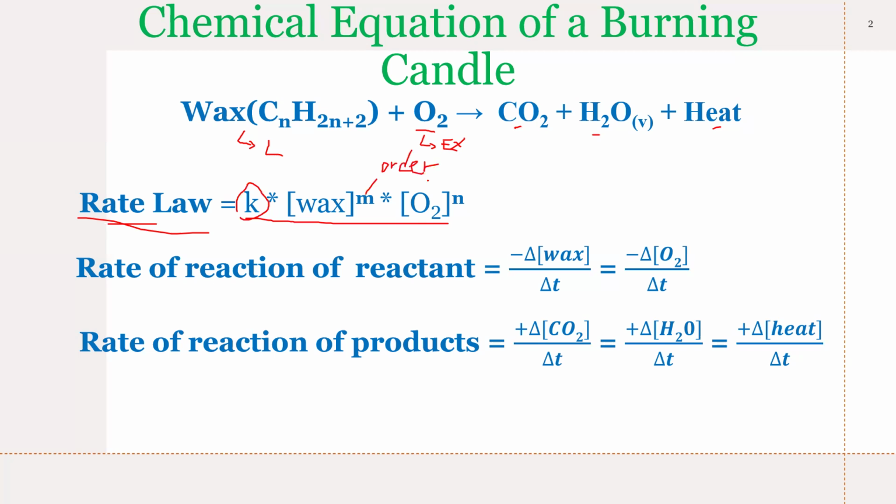This is the order of reaction, okay? The same applies to this one, okay? Now, let's assume that in this chemical equation of burning a candle, the stoichiometric coefficient of each of the compounds is 1, okay? So in this case, what we mean is M is not equal to 1 and N is not equal to 1, which means that the order of reaction is not the same as the stoichiometric coefficient.